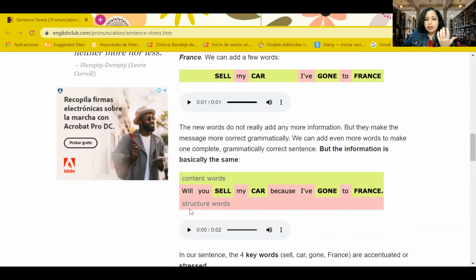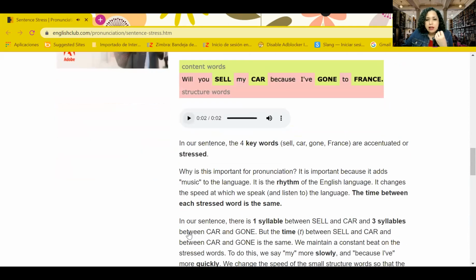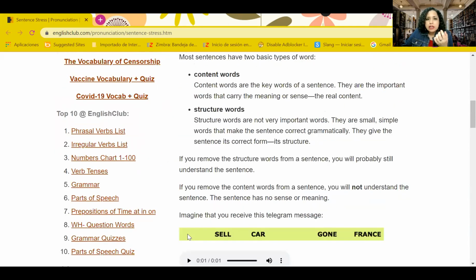And we can continue making the sentences even bigger, putting more information, grammatically completing this sentence. Let's hear the example. Will you sell my car because I've gone to France? Again, the intonation, the stress of the sentence. Will you sell my car because I've gone to France? Just stress those important content words.